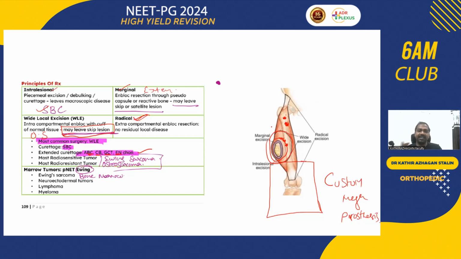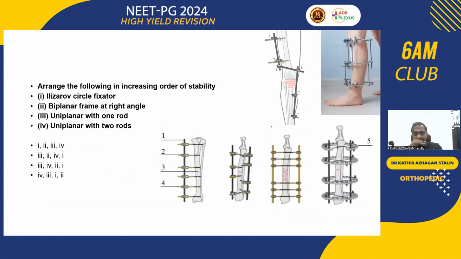So what is the difference between intralesional, marginal, wide local, radical, and what is the treatment for each type of tumor? You must know that from the tabular column in our class. This is another classically tested topic. Open fracture and compartment syndromes are very commonly tested questions for you guys.